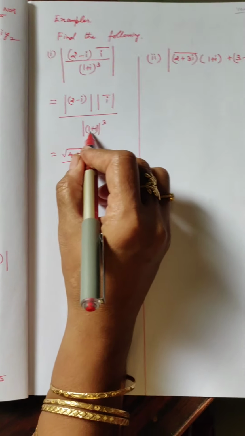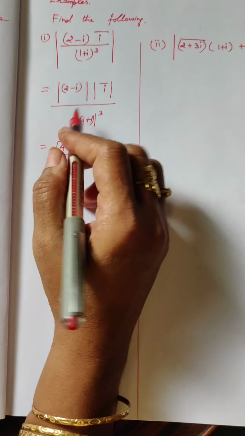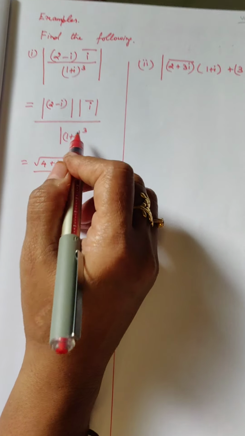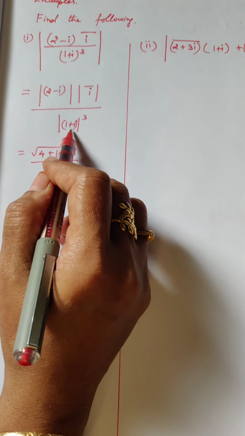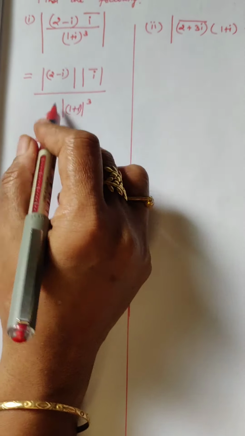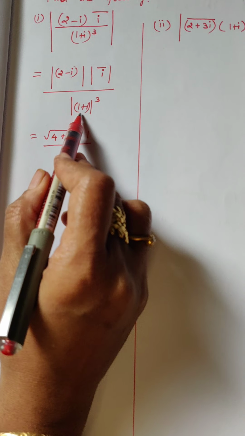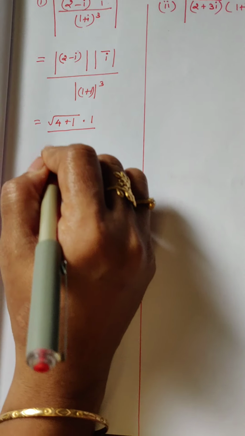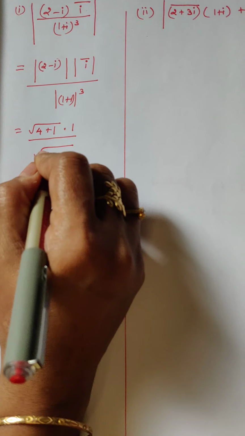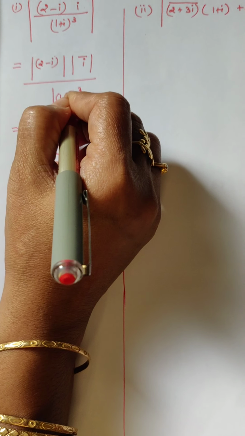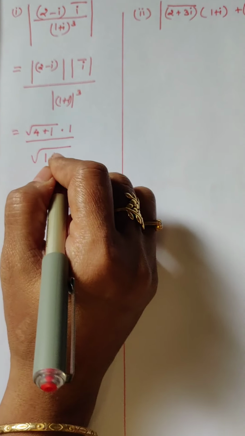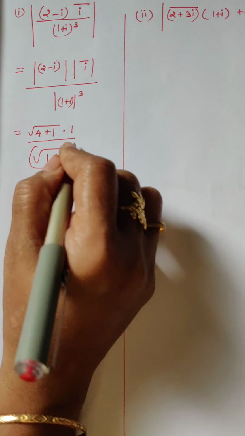So modulus of 1 plus i, the whole cube, is nothing but modulus of 1 plus i to the power 3. So it is enough to find the modulus of 1 plus i, and then take the cube. That is, 1 square is 1. Again, the imaginary part of i is 1, and 1 square is 1. The whole cube.